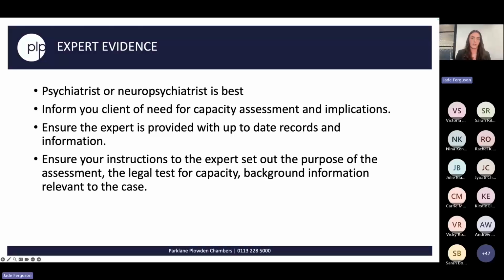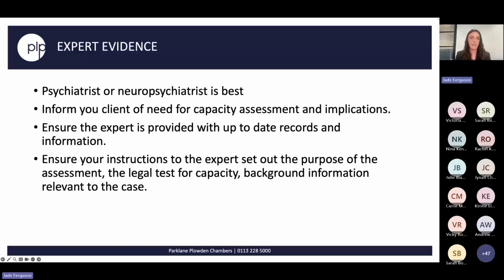When you come to instruct your expert, it's so important to make sure that your expert is fully informed of all of the relevant issues. Some experts won't comment on capacity unless they are specifically asked to, and they might not talk about specific domains of capacity. They might talk about it generally. So if you are concerned about litigation capacity, you need to set out in no uncertain terms to your expert that that is the question you need them to answer. You need to provide them with up-to-date medical records, GP, CPN records, DWP records, anything you can get from the care home and support workers, to make sure that they've got a full and holistic view of the claimant before meeting them for an assessment.